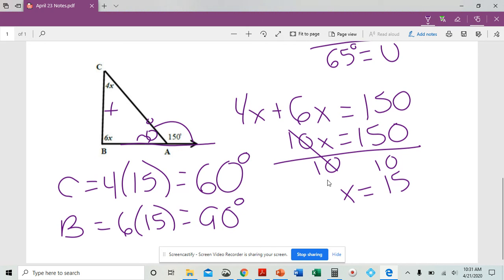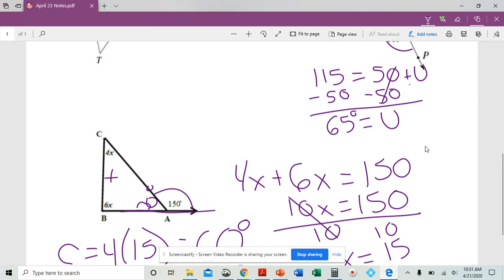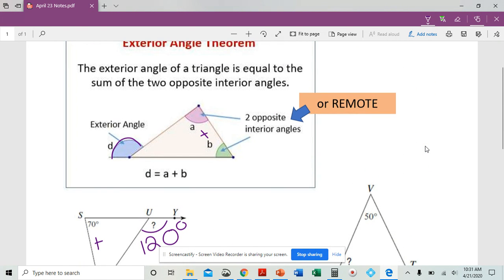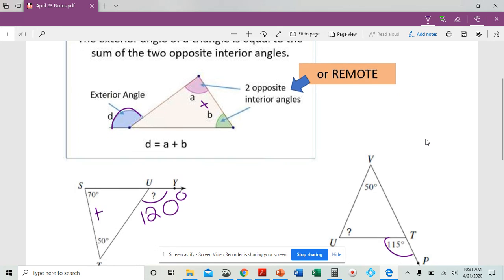So knowing the exterior angle theorem is going to help us out a lot in problem solving and being able to solve for our interior and exterior angles of our triangle. It's not very difficult. It's just one that when we practice it, it's going to sink into our brains a little bit better.